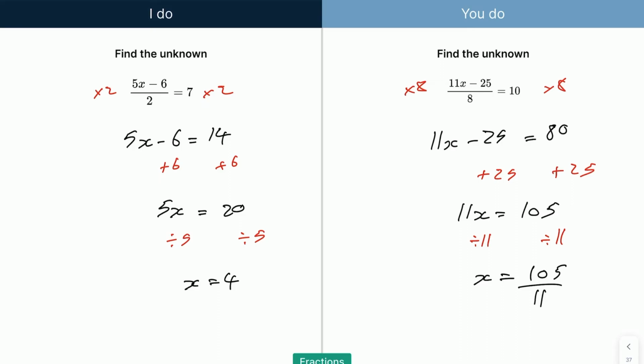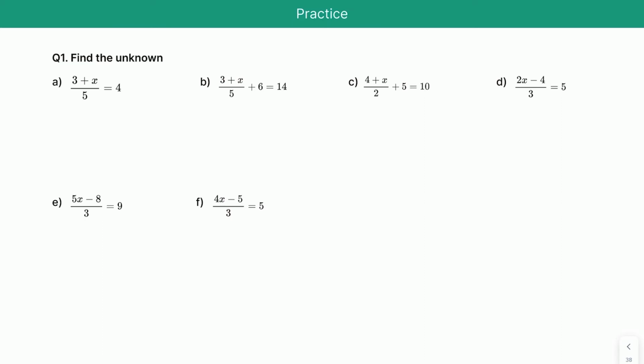And you can just leave your answer as that. That is the simplest it can be written. So here's some practice questions. Press pause and have a go. Here are the answers. Mark your work.